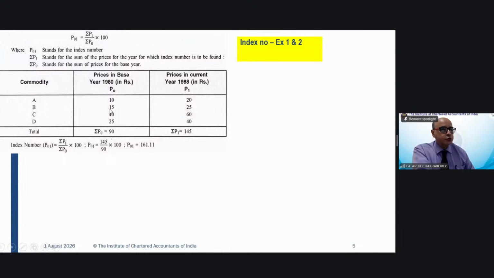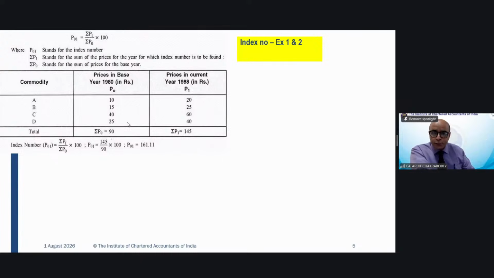Commodity B, you can see the 1980 price was 15. Commodity C was 40 rupees, and commodity D was costing 25 rupees in the base year. If you look at the next column, you can see the prices in the current year. Same commodities, the 1988 price, and then we have just added all the prices.